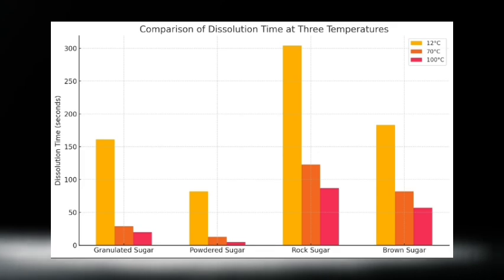On the other hand, rock sugar takes the longest across all temperatures, although it still becomes faster, from 340 seconds at 12 degrees Celsius to 87 seconds at 100 degrees Celsius. This chart highlights the strong influence of both temperature and sugar type on the dissolution rate, with temperature playing a particularly dominant role.